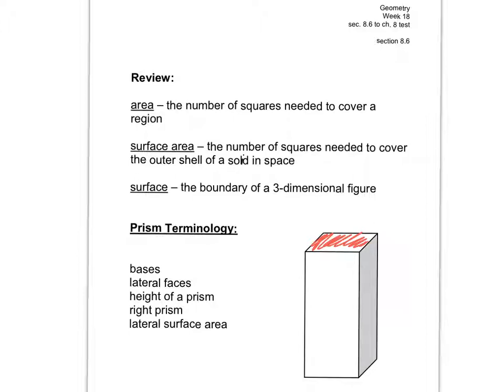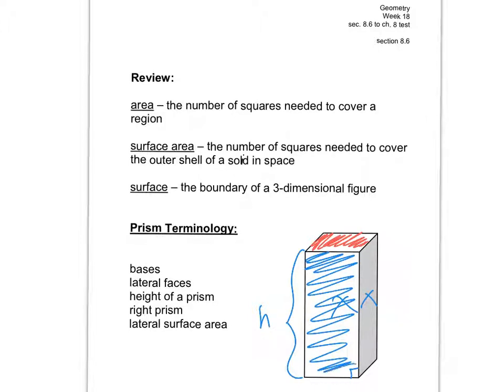I can't see it. The lateral faces would be these faces here, and then the other side and the other back. It's got a height, which would be how high it sits off the table. And this particular one is a right prism because it makes right angles with the base. And we are going to be interested in finding the surface area of the lateral surfaces, and we're going to be interested in finding the surface area of the two bases.